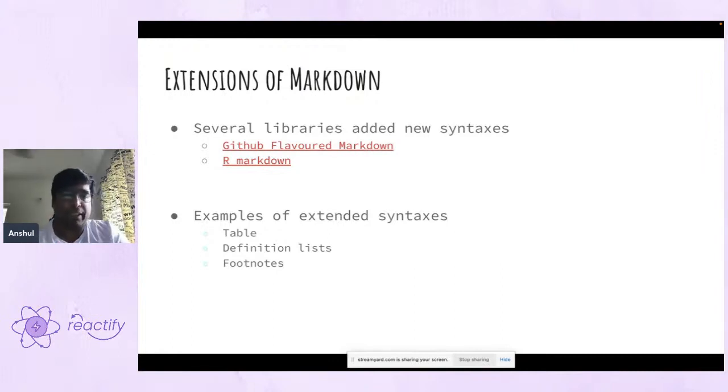So there are several extensions, and some examples of extended syntaxes are tables, one of the very famous ones, which almost seems like a standard syntax now. Then there are definition lists and footnotes. GitHub Flavored Markdown supports footnotes also. I got to know that a few days back.